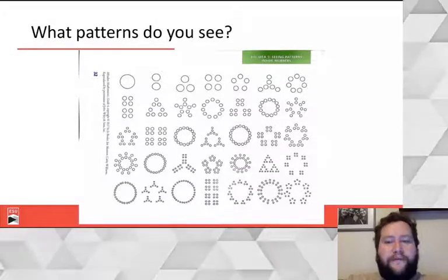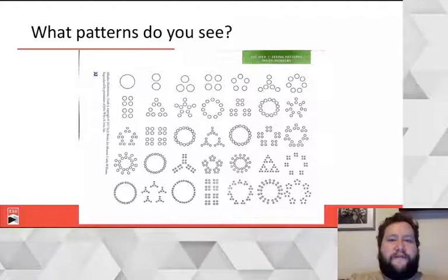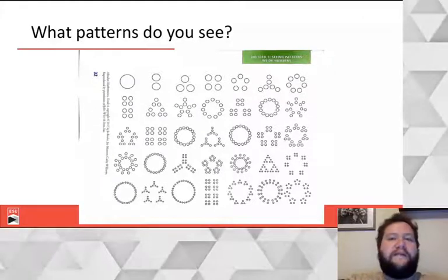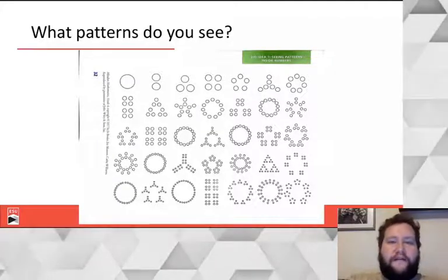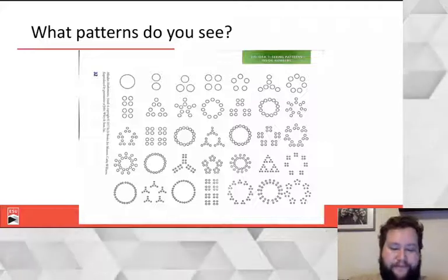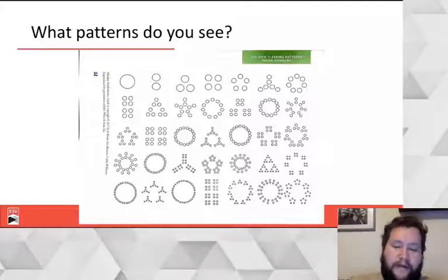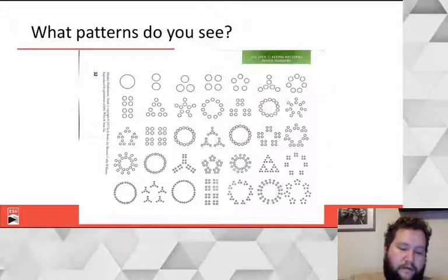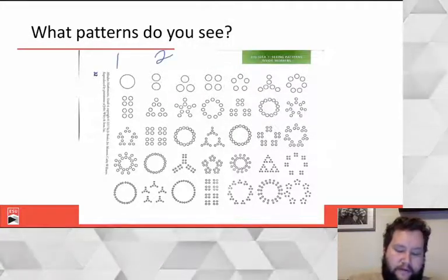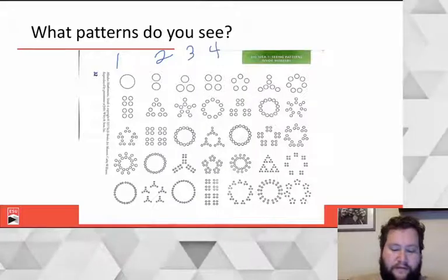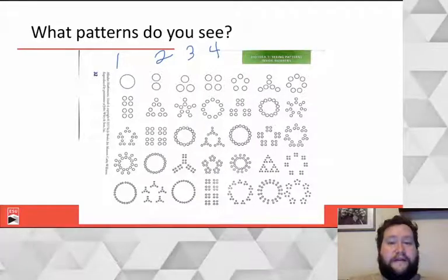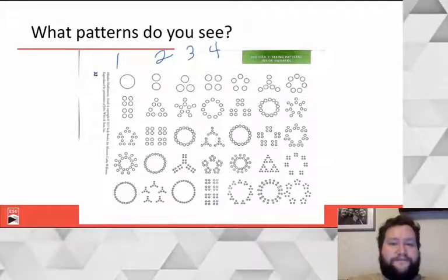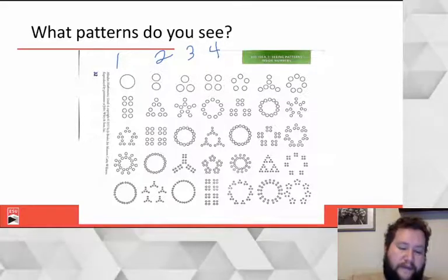And maybe before we fully jump into what patterns we see, what is in this chart? What do these dots represent? Well, if we look at it, this represents the numbers 1, 2, 3, 4, and so on, all up to whatever this number down here is in the corner. And we start to see some things emerge.